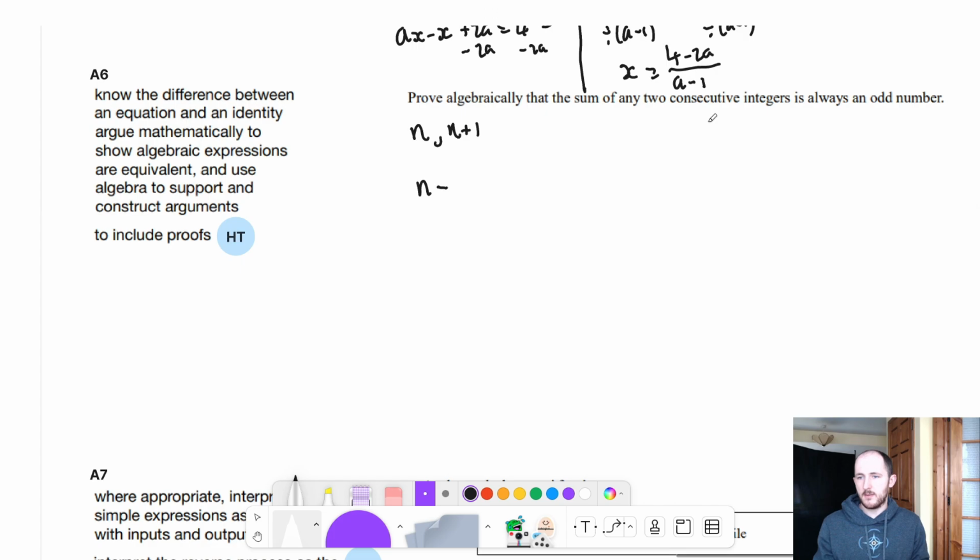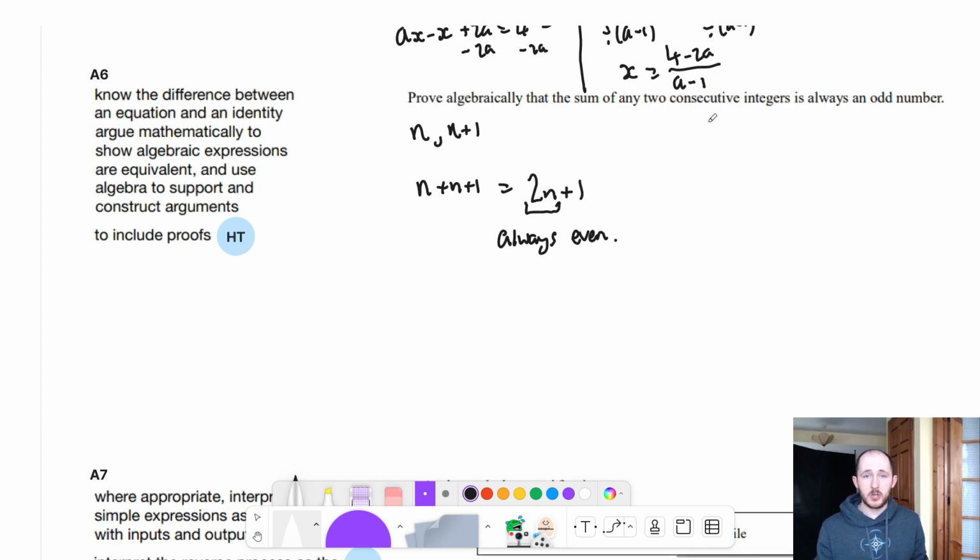So n plus n plus 1 equals 2n plus 1. So how can I show that this is always odd? Well, two things. One, whenever we want to denote odd numbers in proofs, we actually write 2n plus 1. But that's not good enough for this question. Why do we say 2n plus 1? Well, it's because this is always even.